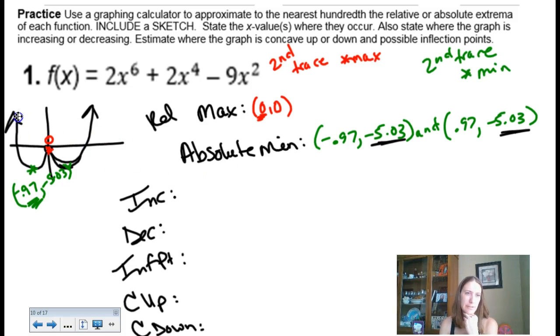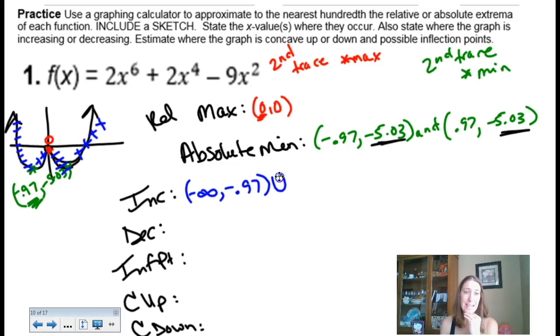Starting at the left of the curve, remember, think about a roller coaster. This is going downhill until here. And then it's going uphill. And it's going downhill again. It's going uphill again. So it's increasing from negative infinity until negative 0.97.